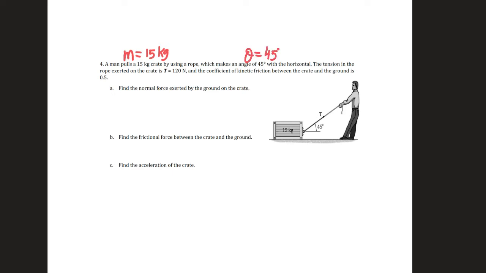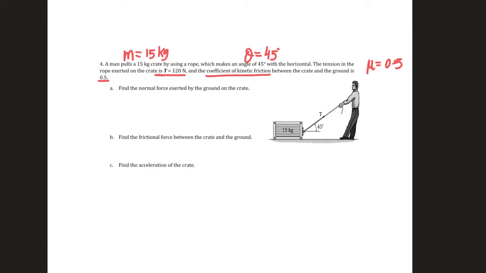Then the tension is given as 120 Newton, with which the rope is pulling the crate, and the coefficient of friction is 0.5, which we can write as mu equal to 0.5.